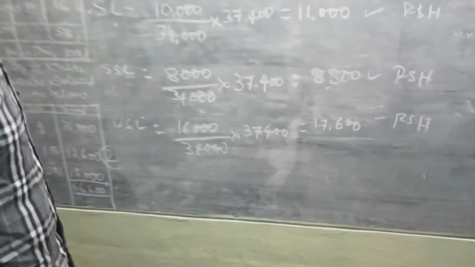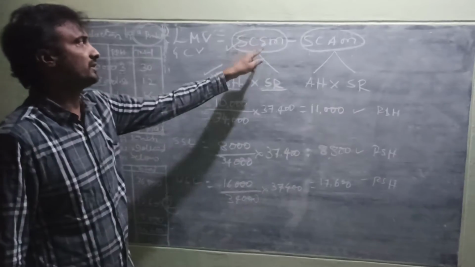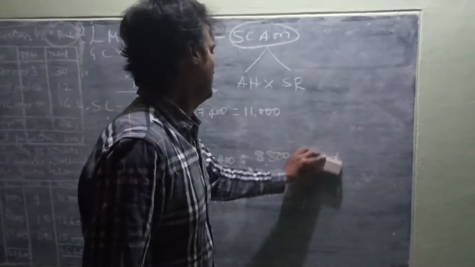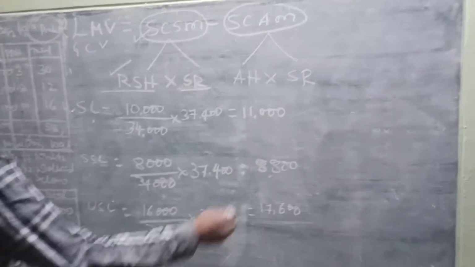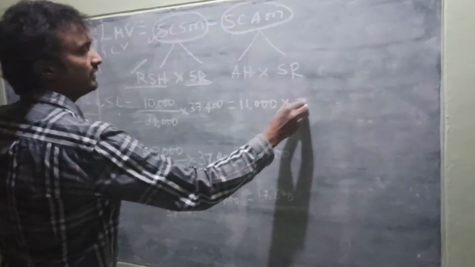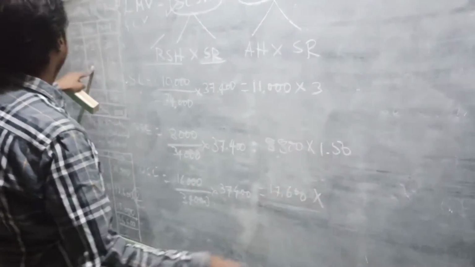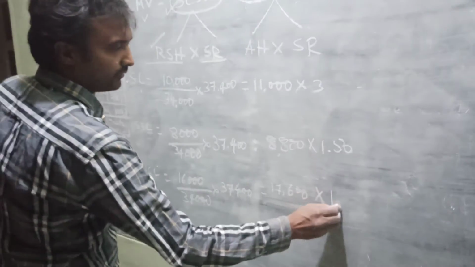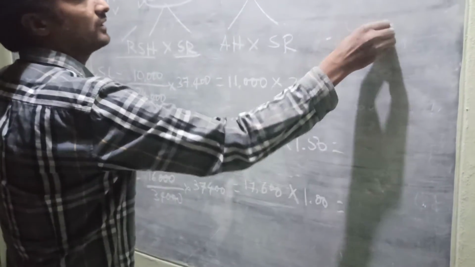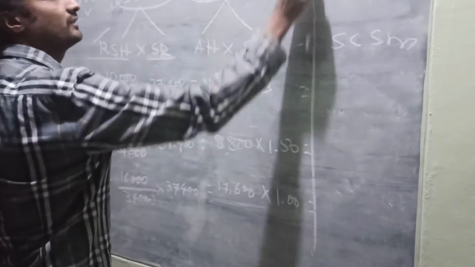So after computing revised standard hours, that revised standard hours is multiplied by standard rate in order to get what? Standard cost of standard mix. So in this case 11,000, 8,800 and 17,600 multiplied by standard rate. What is standard rate for skilled laborer? 3 rupees. What is for semi skilled? 1 rupee 50 paisa, and for unskilled laborer it is 1 rupee. So if you multiply these, you will get standard cost of standard mix.